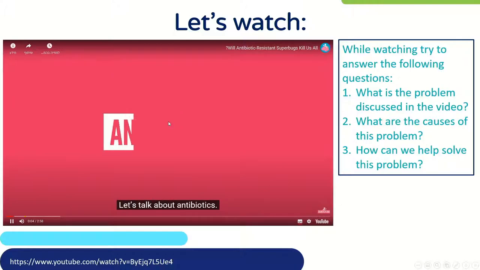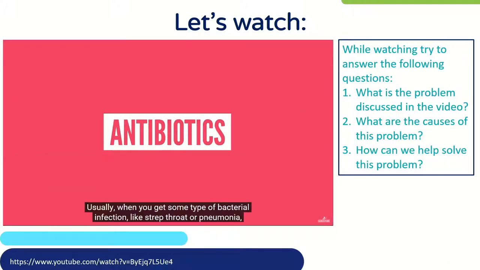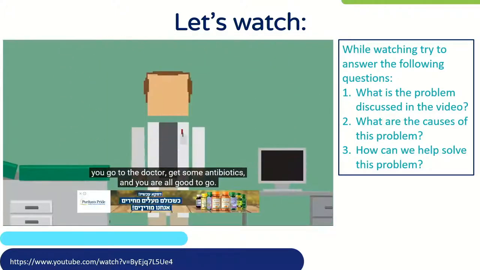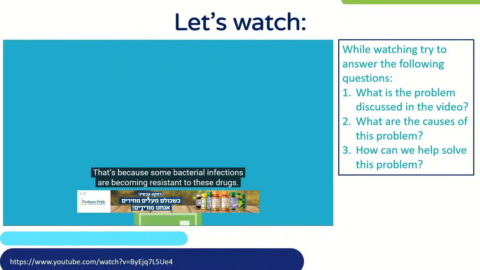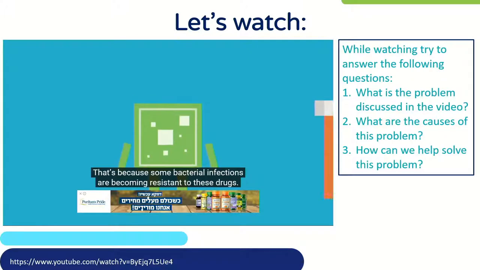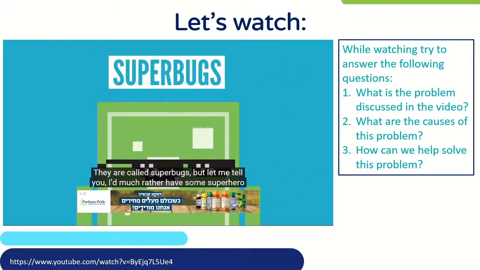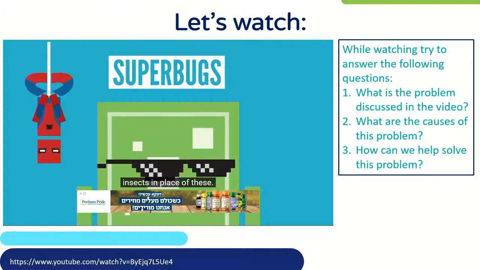Let's talk about antibiotics. Usually when you get some type of bacterial infection like strep throat or pneumonia, you go to the doctor, get some antibiotics, and you are all good to go. But this may be changing sometime in the relatively near future. That's because some bacterial infections are becoming resistant to these drugs. They are called superbugs. But let me tell you, I'd much rather have some superhero insects in place of these.